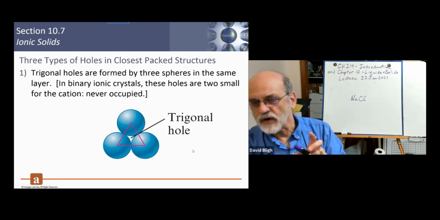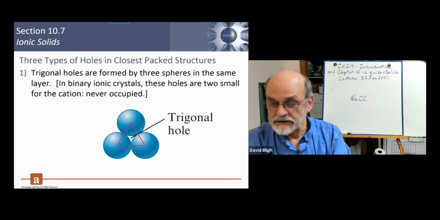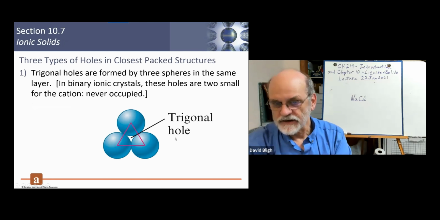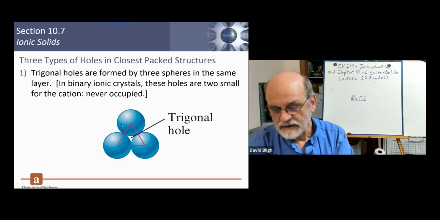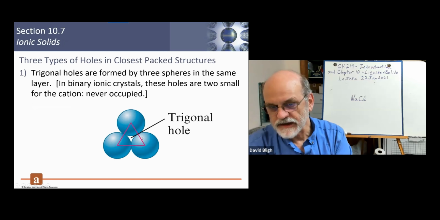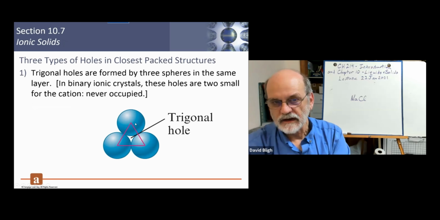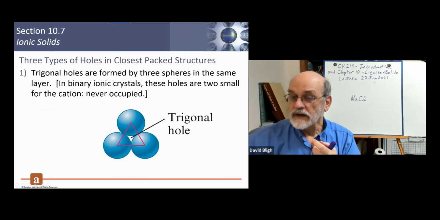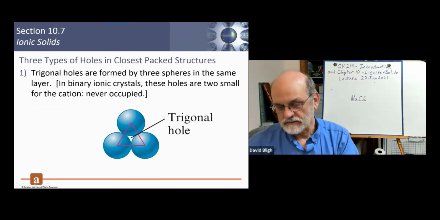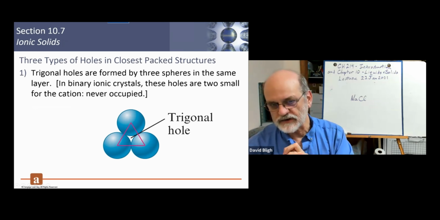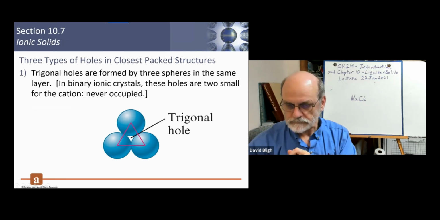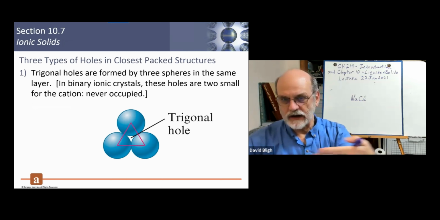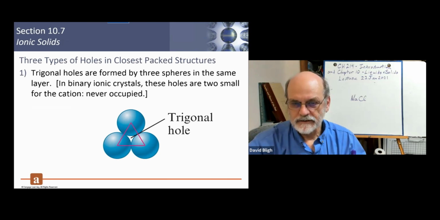The video that we saw earlier talked about the different types of voids. This is a trigonal hole. When these three touch each other, this type of hole is based on 2 dimensions, or at least this one is based on 2 dimensions, because we're only looking at one layer. That's a trigonal hole.